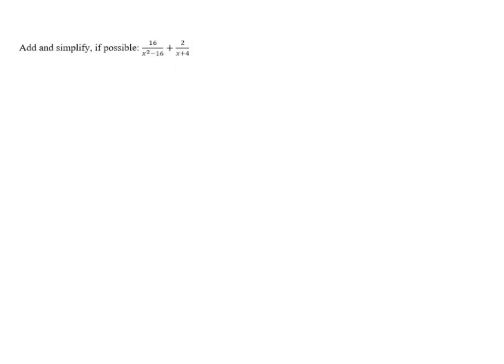Add and simplify if possible. 16 over x squared minus 16 plus 2 over x plus 4. In this case, we have a denominator that is a binomial and is factorable. And so in situations like this, to find the LCD, it's important to factor both of the denominators.